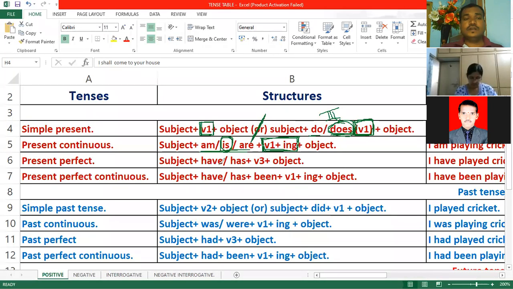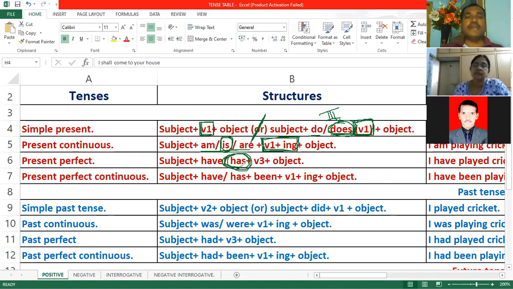Next, present perfect. So the structure: subject plus have or has plus V3 plus object. So here you need to keep in mind have or has. Again, try to remember third person singulars. For third person singulars, has is the helping verb. For the rest of all conditions, have.